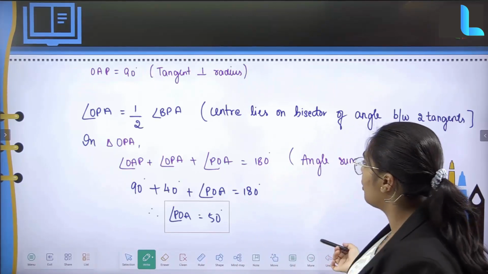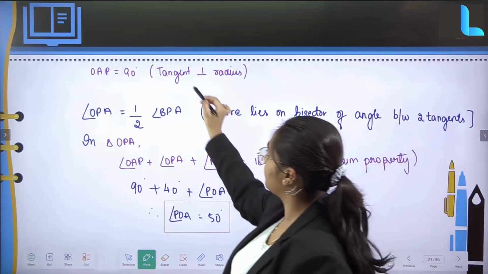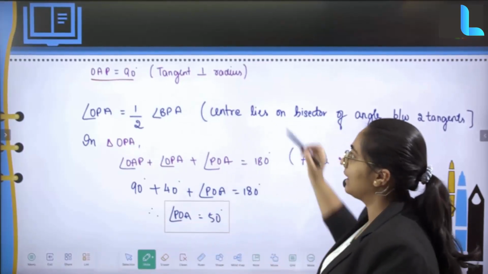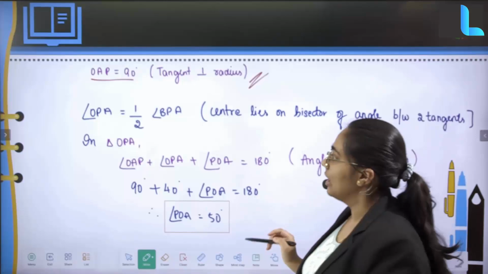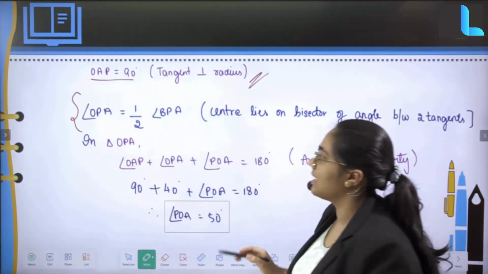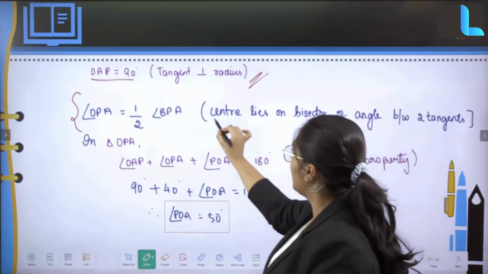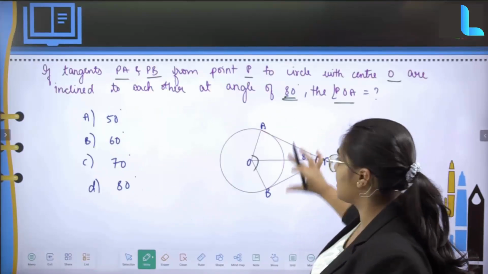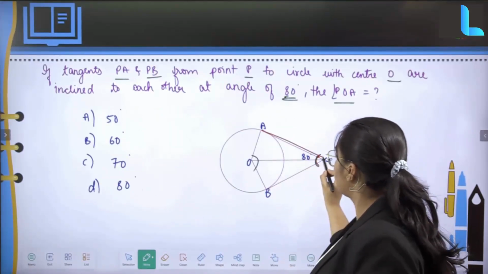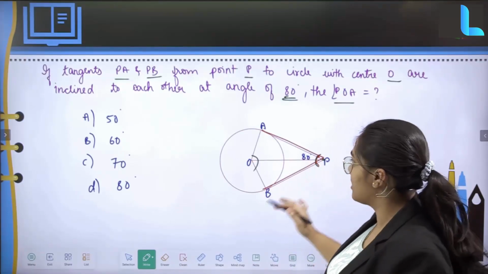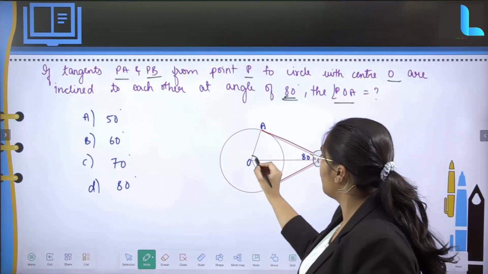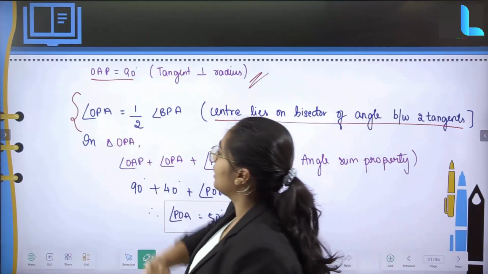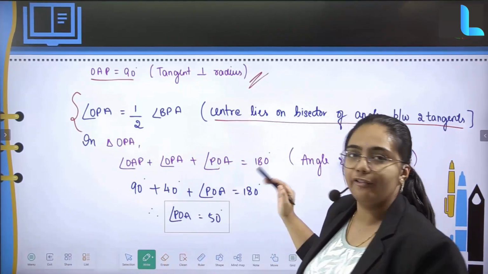Again for this question also you can use the same method. To solve this, first and foremost we know that angle OAP is going to be equal to 90 degrees because the tangent is perpendicular to the radius. So now what does this mean? Angle OPA is equal to half of angle BPA, is what I have written. It is nothing but the center lies on the bisector of the angle between two tangents. So there are two tangents over here. This whole thing, angle APB or BPA, is nothing but, the portion of it is going to be half of it. That is what I have written: angle OPA is equal to half of angle BPA.